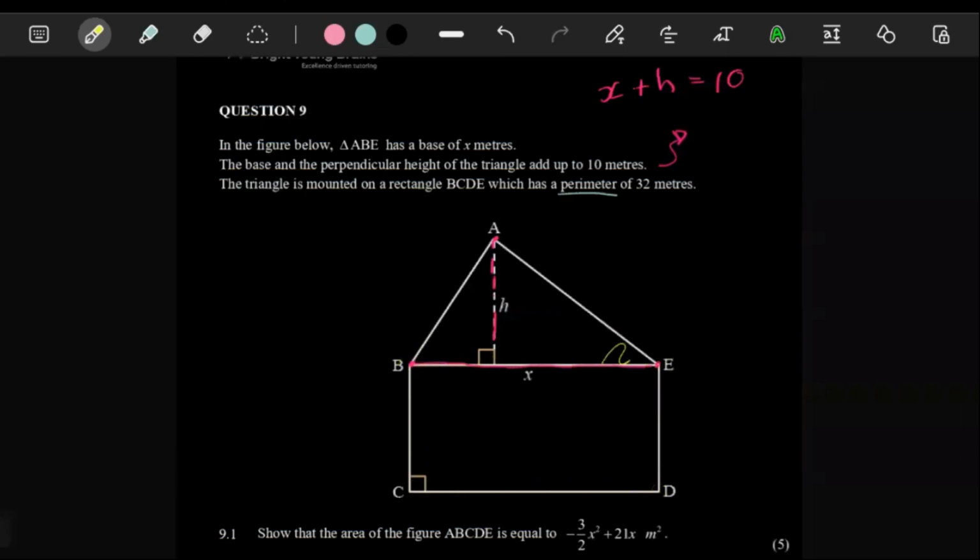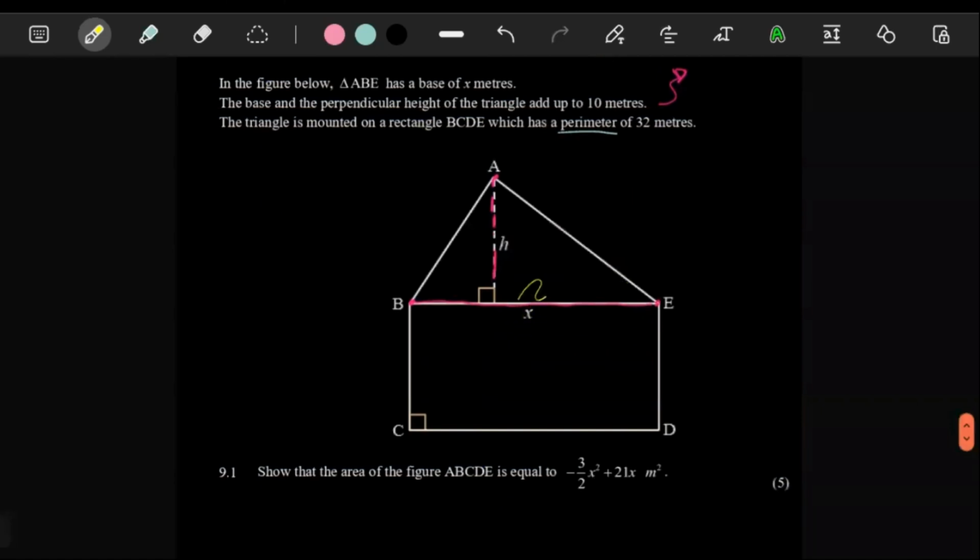So the length here, which is X, right? What we know is if this is X, this is automatically going to be X. And we don't know what this is, but we know it's equal to the other side over there. They told us everything adds up to 32. I mean, this side here, the BC and the DE, we don't have any value for it, but we can write BC and DE in terms of X.